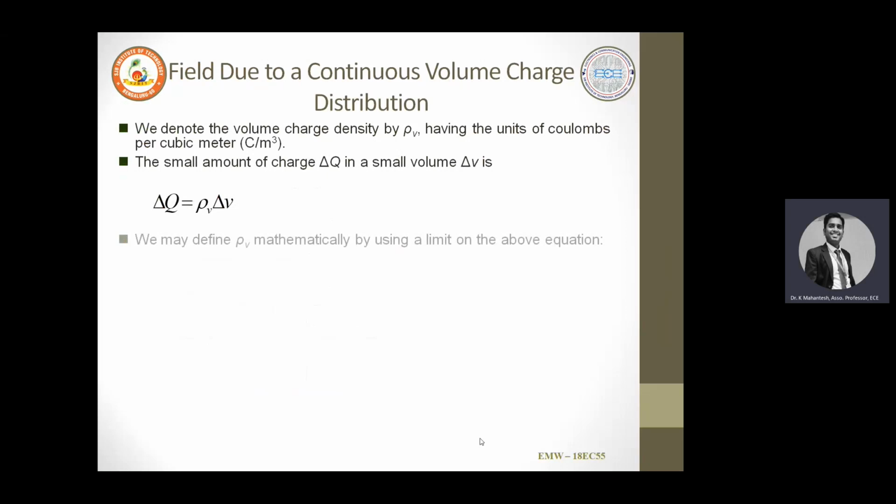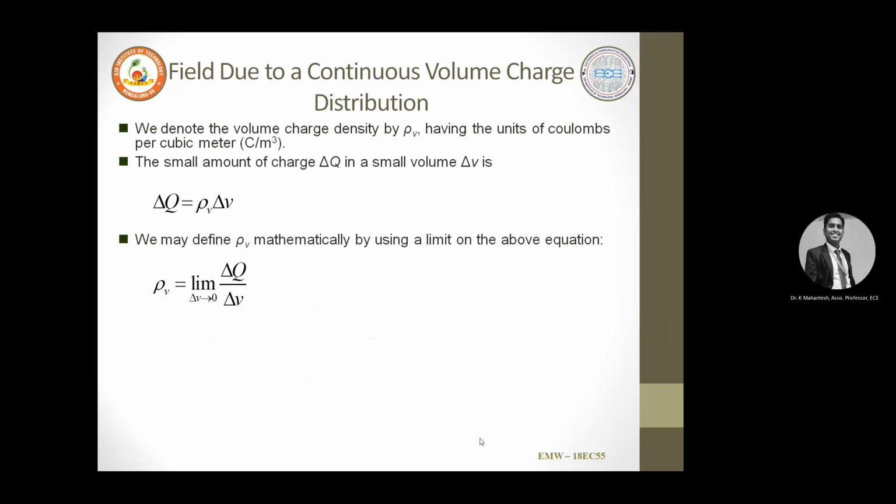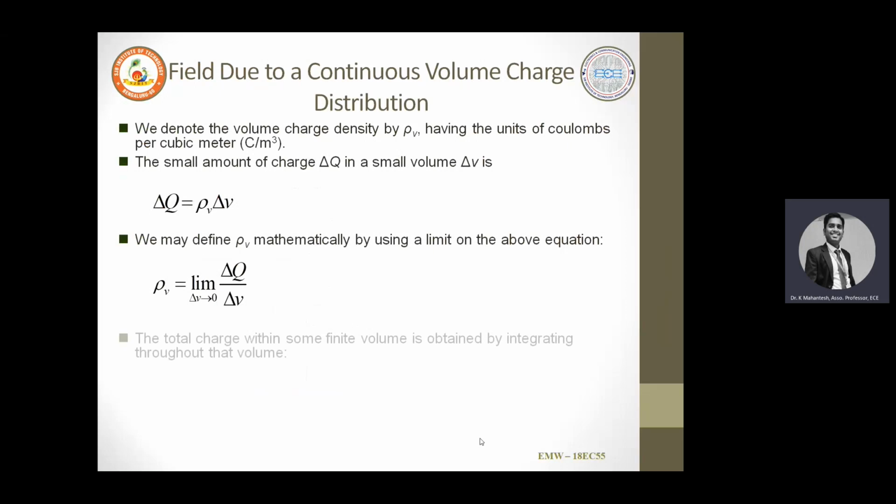We may also define rho v, that is the charge density, mathematically by using a limit of the above equation: limit delta V tends to 0 of delta Q divided by delta V, where rho v is constant. The total charge within some finite volume can be defined as Q is equal to the volume integral of rho v dv.